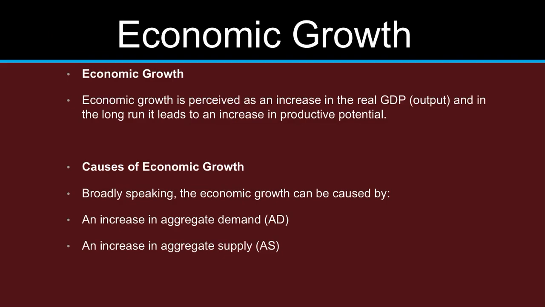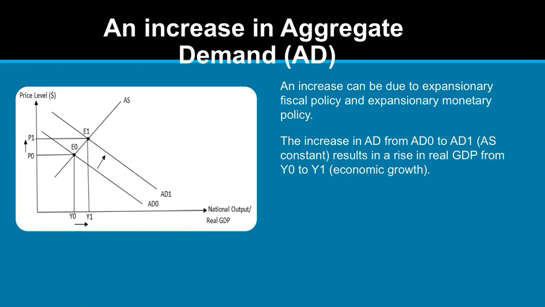So the causes of economic growth are exactly the other extreme of the recession, where there is an increase in the aggregate demand and an increase in the aggregate supply. An increase in the aggregate demand is probably due to the implementation of expansionary fiscal and monetary policies, as well as the supply side policies, which will cause an increase in the aggregate supply. So let's take a look at the case. First, the case of an increase in the aggregate demand, which causes economic growth. An increase in the aggregate demand is probably due to the expansionary fiscal and monetary policy.